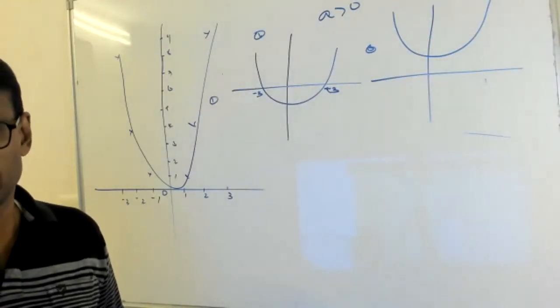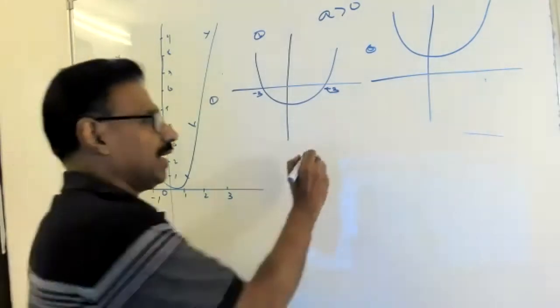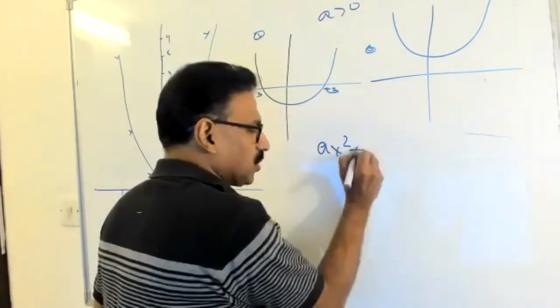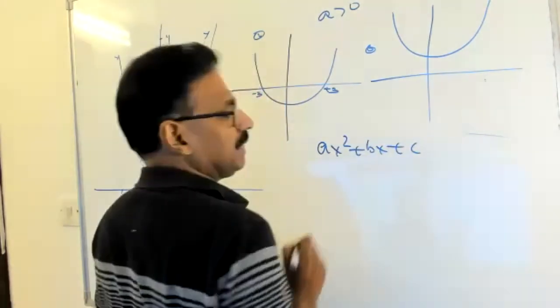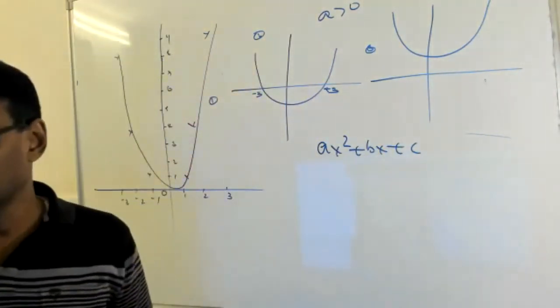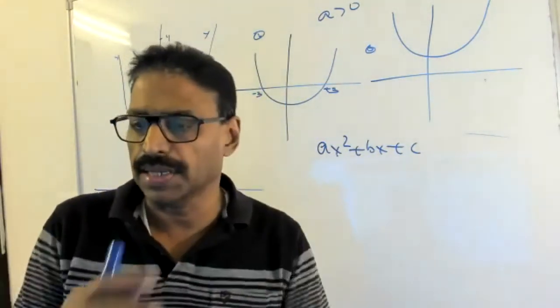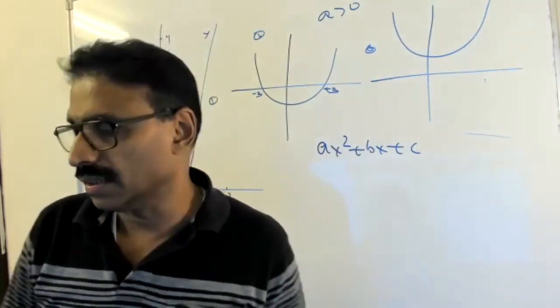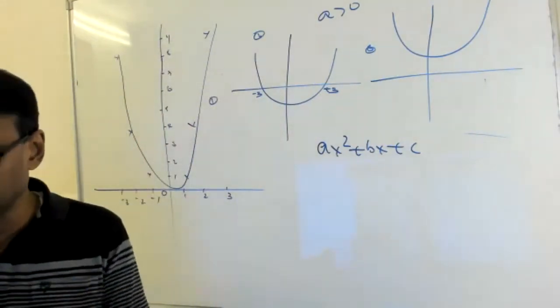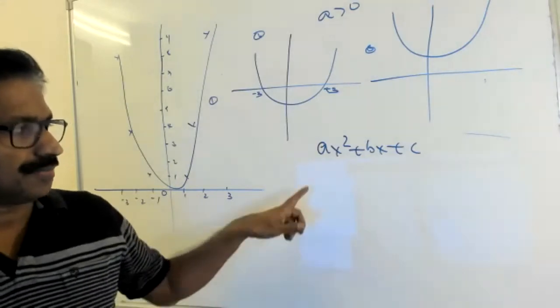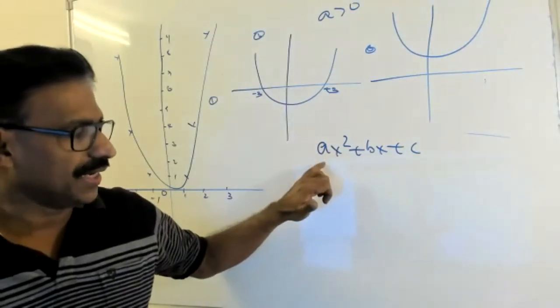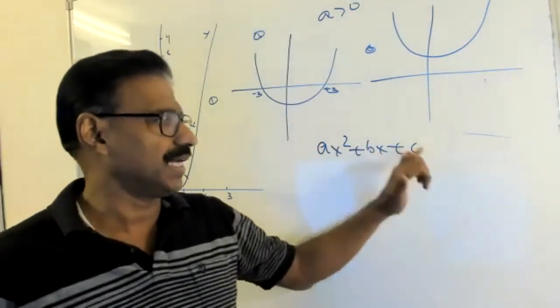The standard form of a quadratic polynomial is ax square plus bx plus c. Right? Yes, sir. You should be very careful about all the classes, especially the beginning and the continuation after that. Okay, the quadratic polynomial is ax square plus bx plus c.